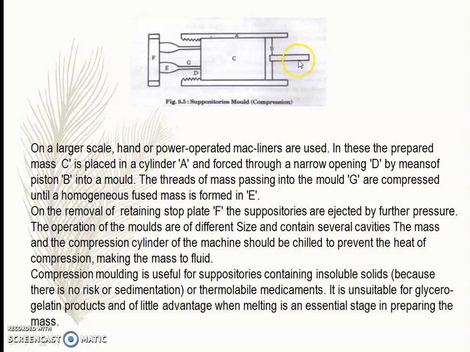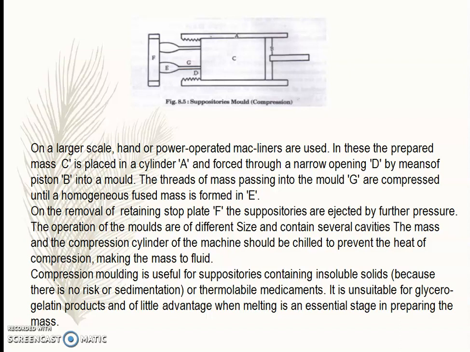The thread of mass passes through the mold G. Here the thread of mass is compressed until a homogeneous fused mass is formed in E. In the E compartment, the homogeneous fused mass is formed. On removal of the retaining stop plate F, the suppositories are ejected by further pressure. The molds are of different sizes and contain several cavities.